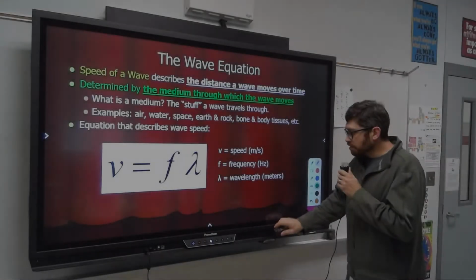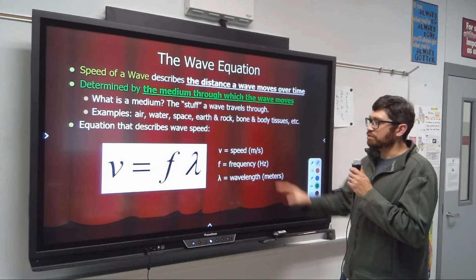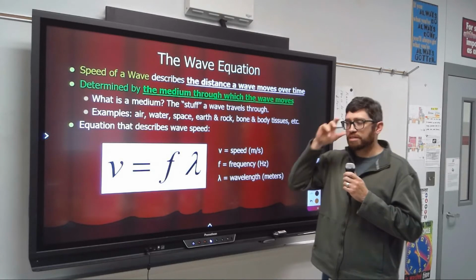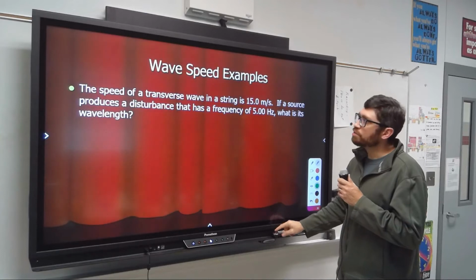All right, so now let's look at a few example calculations using this v equals f lambda equation, as well as a few of the other equations and calculations I've already showed you. So let's go to this one.